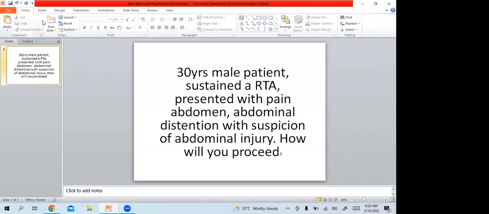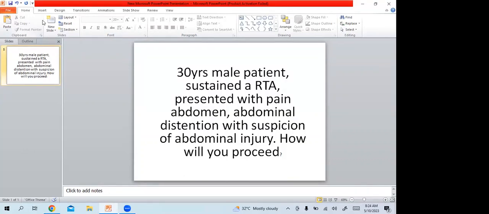Sir, grade 2 is subcapsular hematoma, which is non-expanding. It involves 10 to 50% of the surface area, and it is less than 10 centimeters in diameter. Then there will be a capsular 1 to 3 centimeter parenchymal depth laceration. Grade 3 is subcapsular hematoma, more than 50% of the surface area, or expanding or ruptured hematoma with active bleeding. Then laceration more than 3 centimeter parenchymal depth.